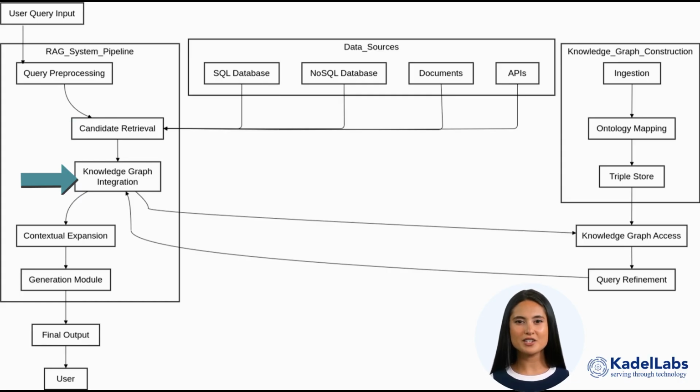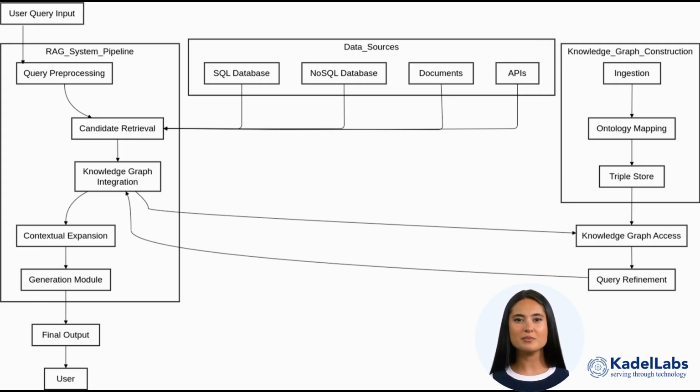Knowledge graph integration enriches the retrieved data with contextual knowledge from the graph. Contextual expansion augments the query with additional details derived from the graph and data sources. Generation module combines everything to generate a coherent and accurate response. These stages are supported by multiple data sources, such as SQL and NoSQL databases for structured and unstructured data, document repositories for reference materials, and API for dynamic, real-time information.